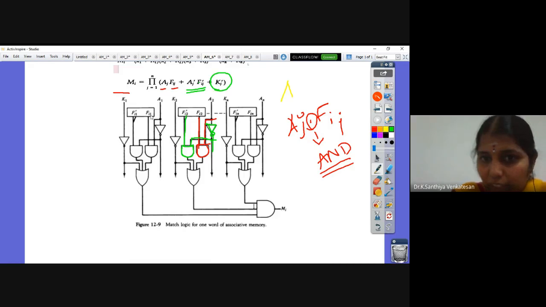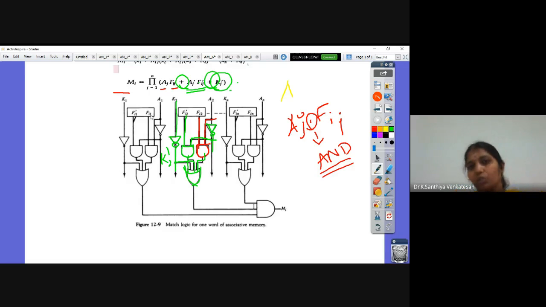And the next one is your KJ dash. K2 is directly given. To get the complement, I need to use the inverter gate. So this is my K2 dash. Finally, everything should be ORed. There is a sum between all the three inputs, so all the three outputs are given to an OR gate.